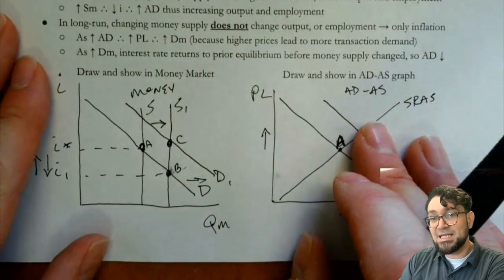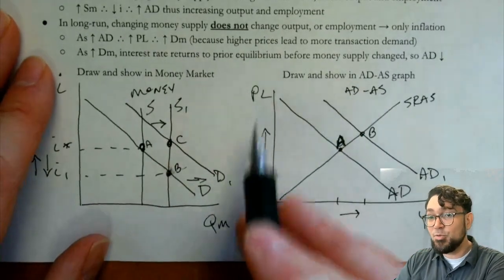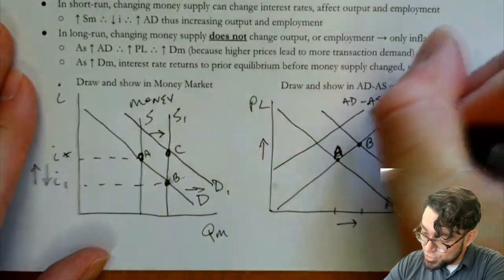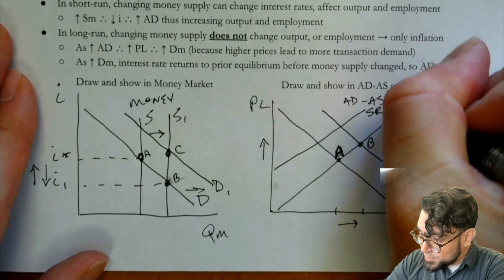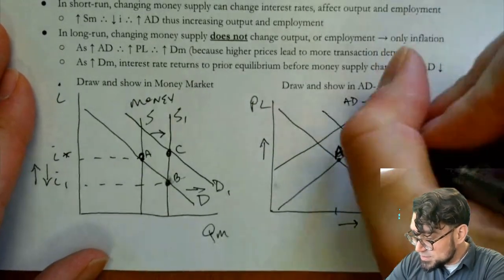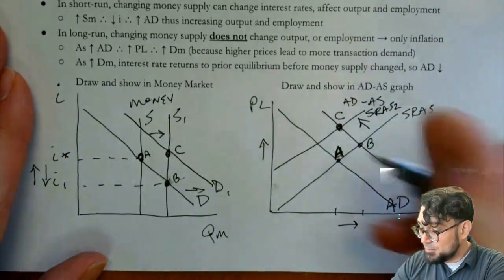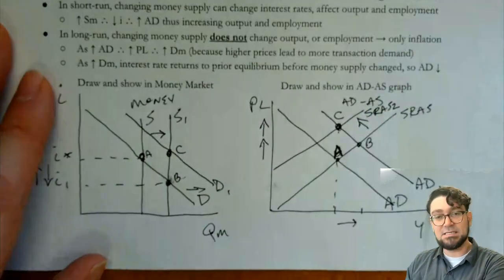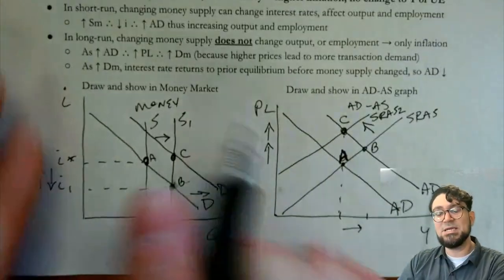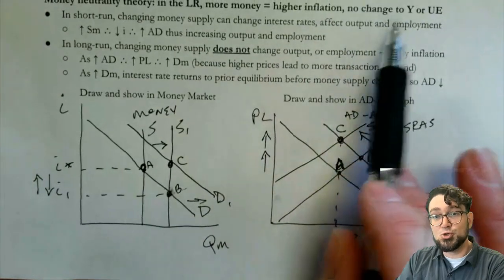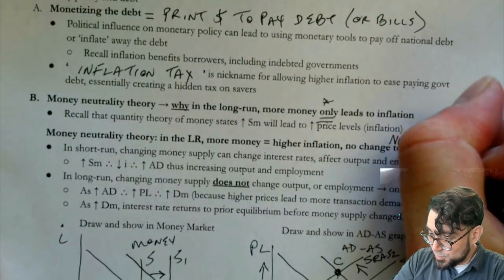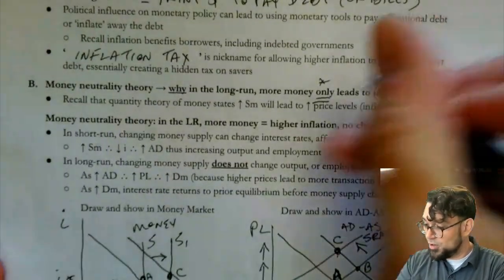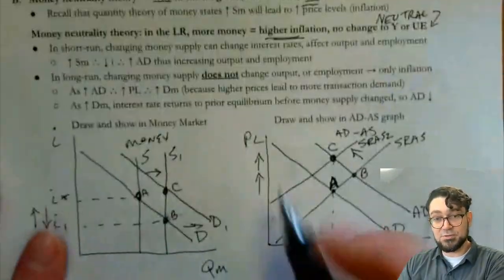What ultimately happens in the ADAS graph is those higher prices cause people to develop inflationary expectations that ultimately reduce aggregate supply to what we're going to call SRAS2, and ultimately lead us back to the exact same amount of output that we had before and just even higher prices. Right? So that's money neutrality. It's basically saying the amount of money is neutral in terms of unemployment or output, but all you get is higher inflation, those higher prices.